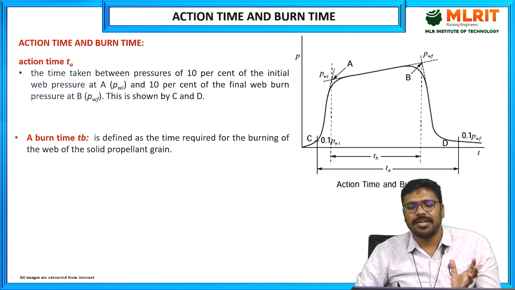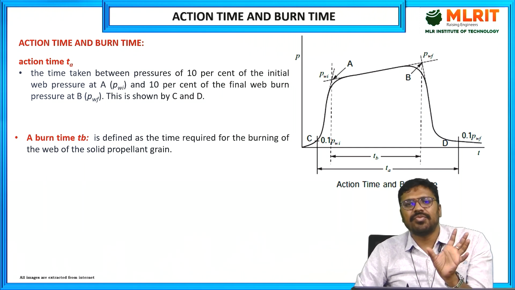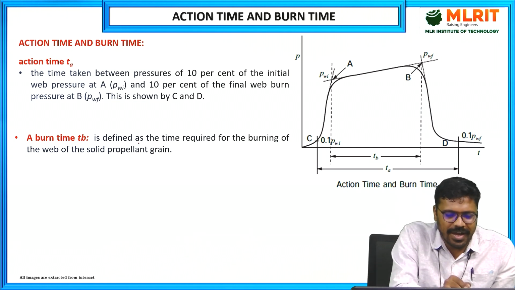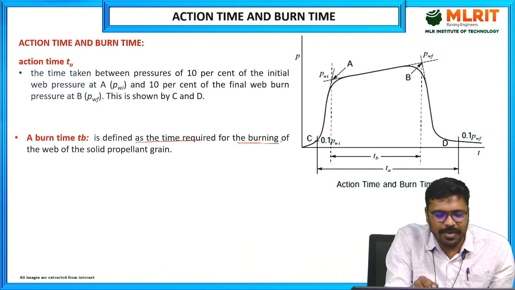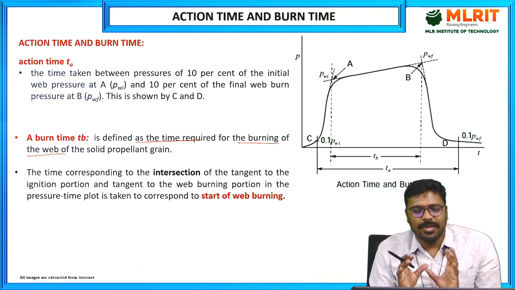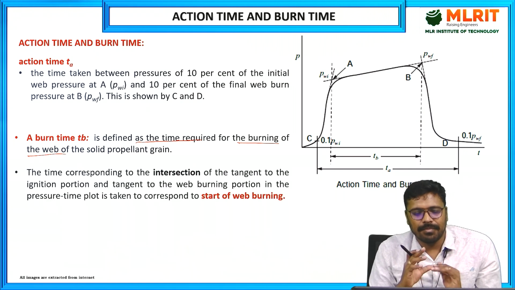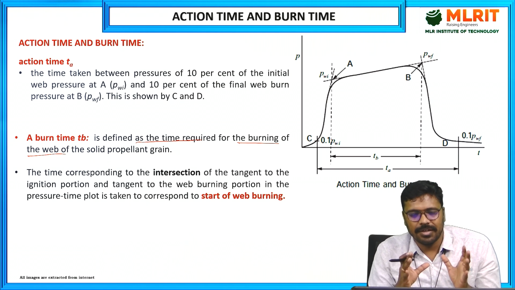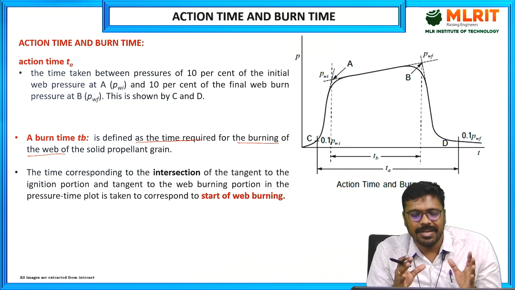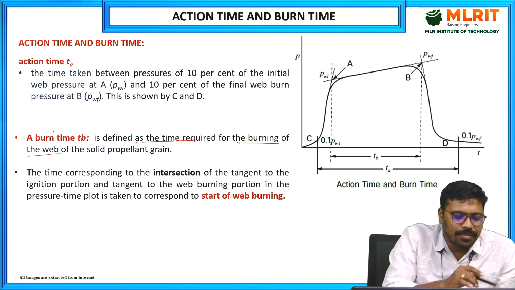Burn time means the duration in which we will get the maximum energy from the burning process. The burn time is defined as the time required for the burning of the web of the solid propellant grain. The main propellant grain burns, whatever the duration in which the total propellant grain burns, that is the burn time.